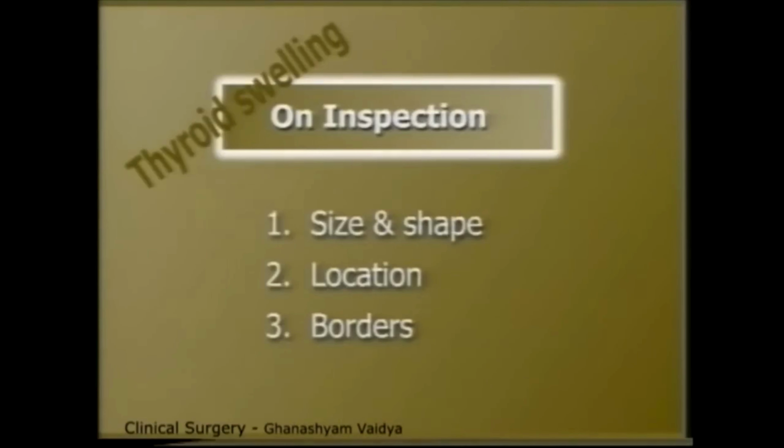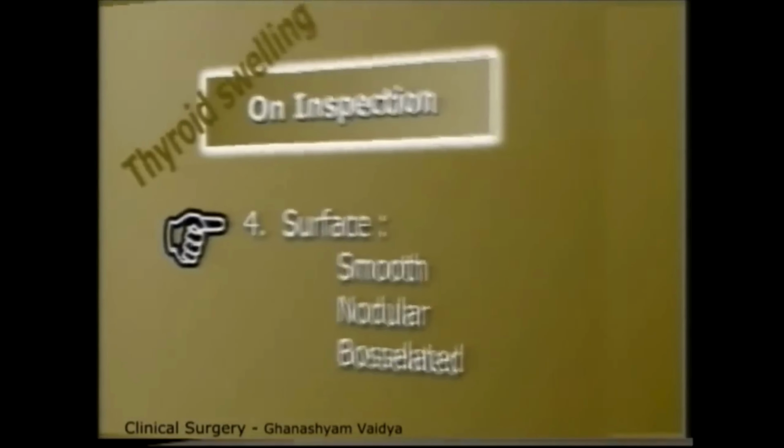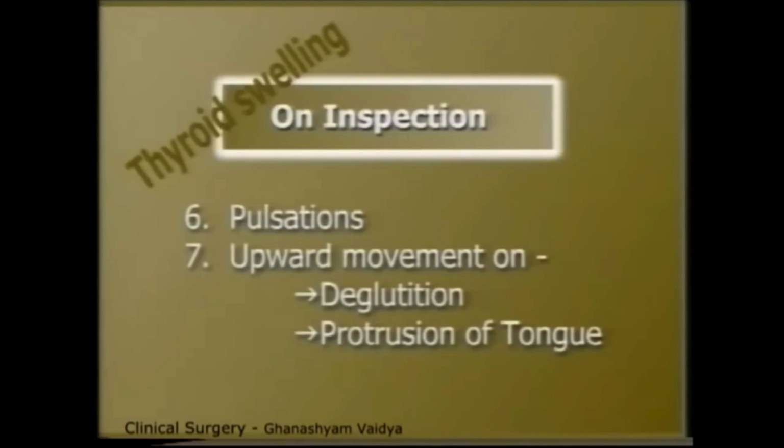To revise, on inspection, first note the size and shape of the swelling, its location, and its borders in relation to the sternomastoid and the suprasternal notch. Then inspect the surface, whether smooth, nodular or bossellated. Then inspect the skin over the swelling for redness and edema, scars and sinuses, and dilated veins. Look for any visible pulsations in the swelling.